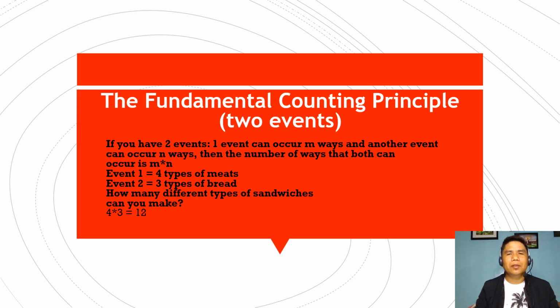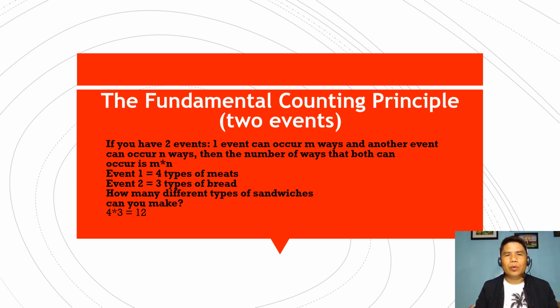counting wherein there are only two events, if one event can occur m ways and another event can occur n ways, then the number of ways that both can occur is m times n.